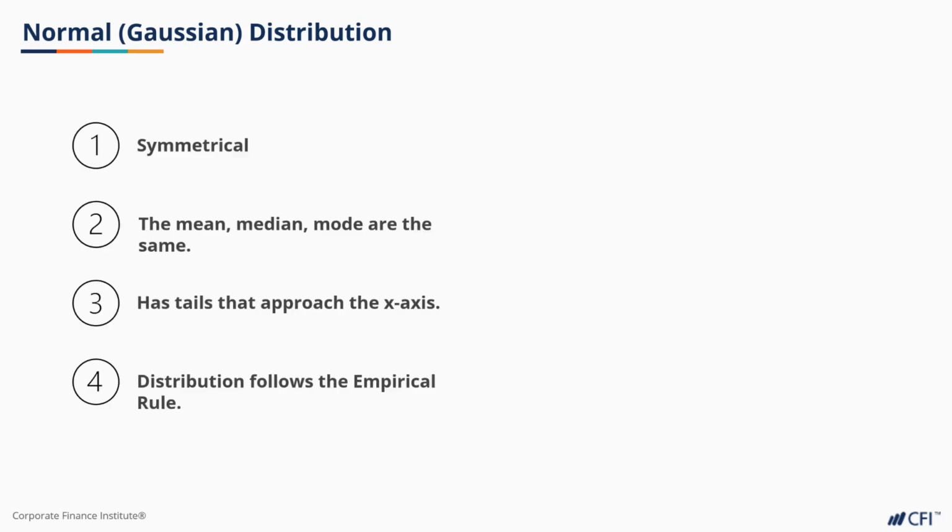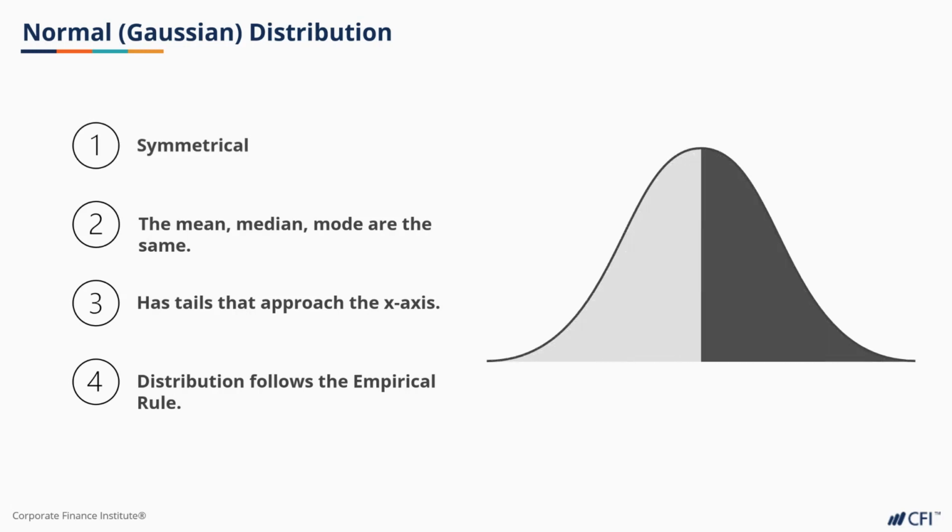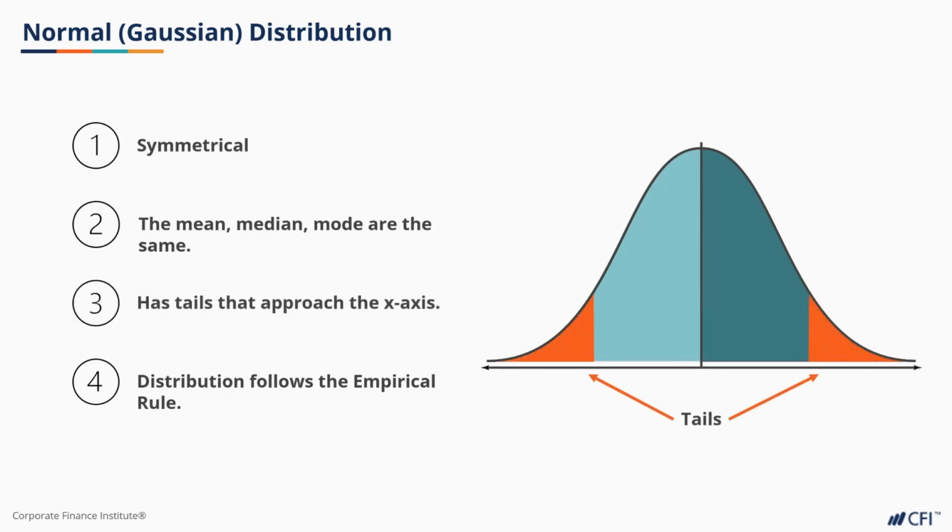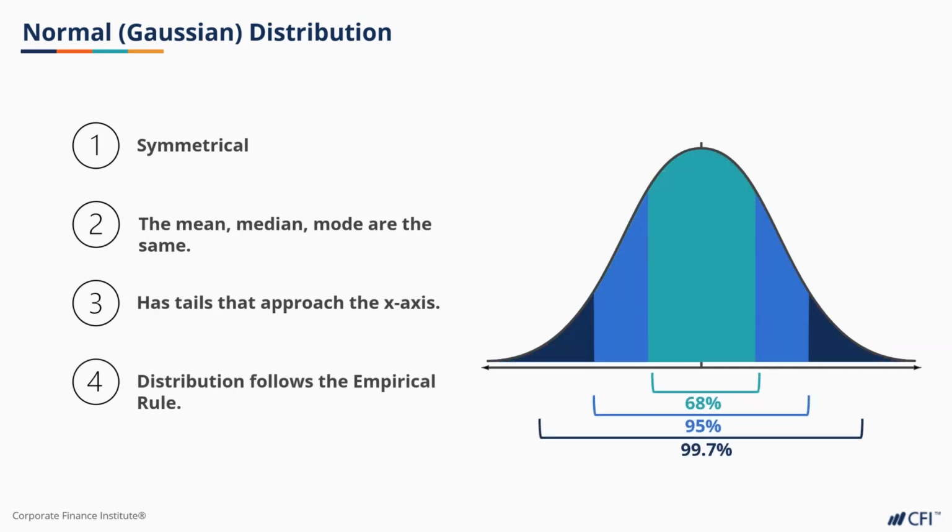The key features are that it is symmetrical around the mean. The mean, median, and mode are all the same, and our normal distribution also has tails on both sides, which approach but never touch the x-axis. Finally, by applying the empirical rule to any normal distribution, we can determine the proportion of values that fall into certain ranges of the mean. 68% of our points fall within one standard deviation, 95% within 2, and 99.7% within 3.